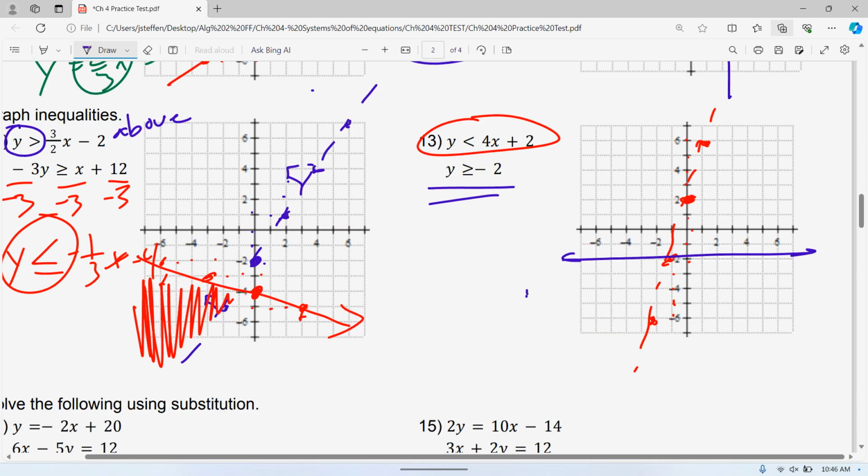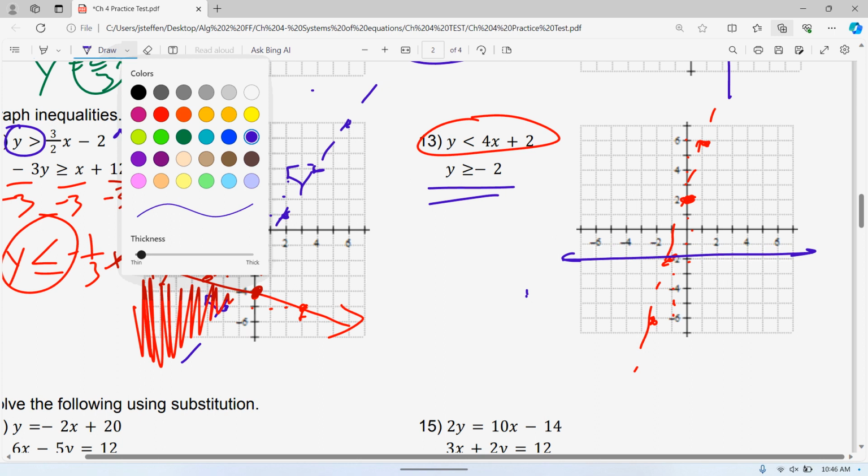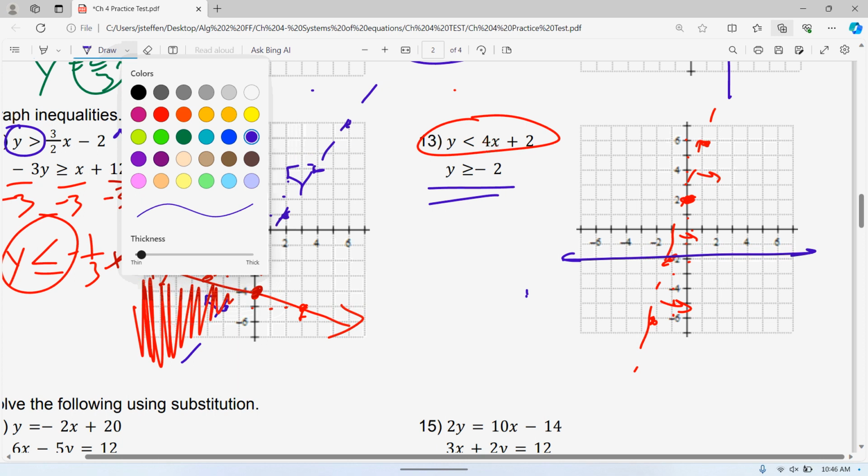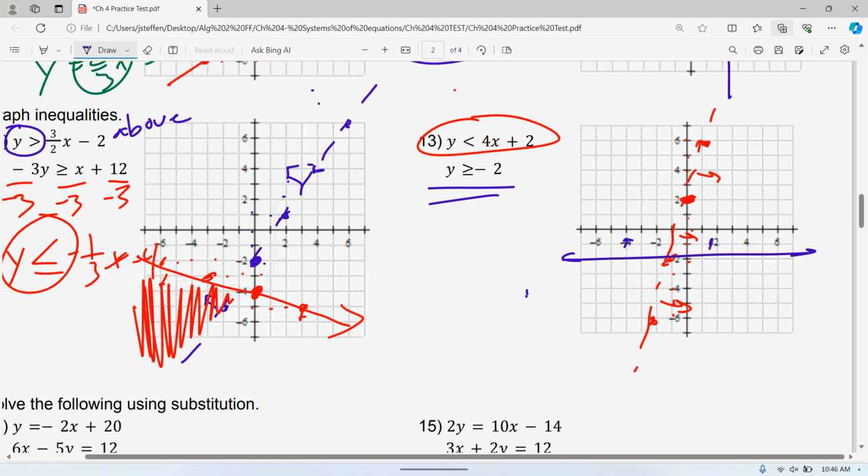And then the shading. Oops, forgot to shade on the first one. Is it below, since y is less than? So below the dotted line. It's above the blue line, so the overlap is everything in here.